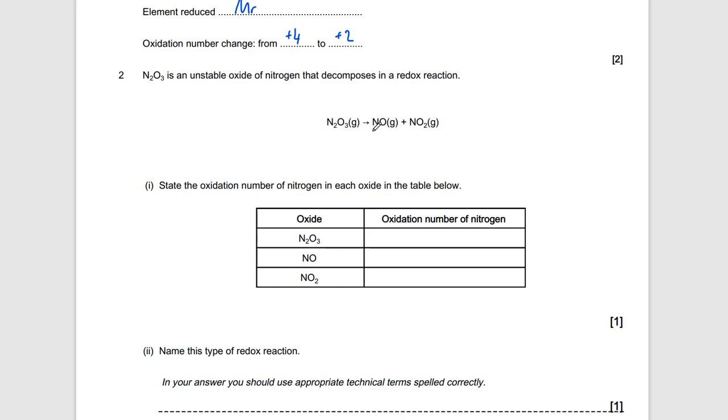So NO is the easiest one. If oxygen is -2, then N is +2. That's straightforward, +2 there. For NO2, it's almost as straightforward. If you've got -2 for oxygen, you've got 2 lots of -2, which gives you -4. So nitrogen is +4. There we go, +4.